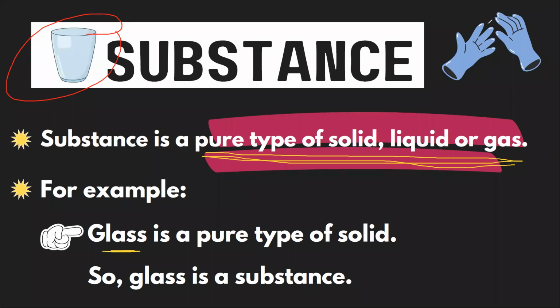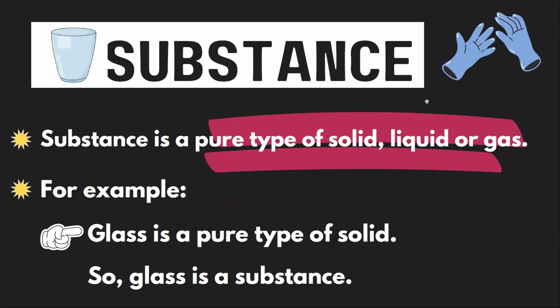What about this item here? Rubber gloves. Tell me, class, is this a material or a substance? Exactly, it's a substance because it's made only from rubber. Now you got the picture? A material is a mixture of substances. Then, what about a substance? A substance is a pure type of solid, liquid, or gas. So far so good. I think we are doing amazing.